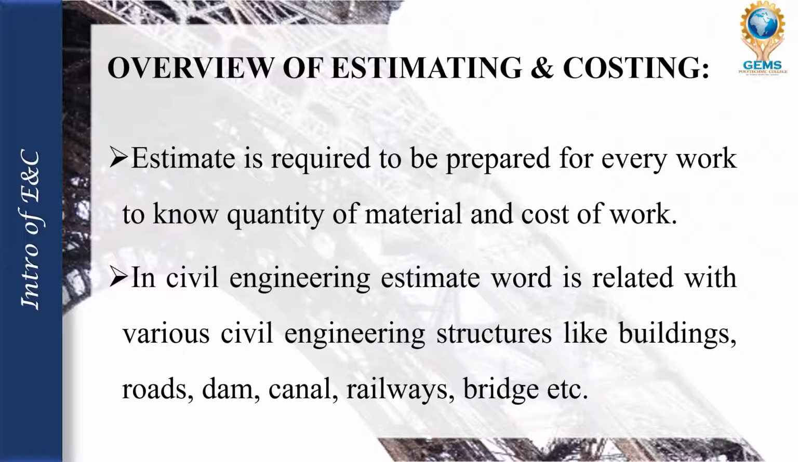And in the first unit, we have types of estimation. We have two types of estimation: approximate estimation and detailed estimation. Then the uses of approximate estimate, and methods of approximate estimate. We have 5 methods of approximate estimate. First is plinth area rate method. Second is cubical content method. Third one is service unit method. Fourth one is typical day method. Then the fifth one is approximate quantity method. So we have 5 methods of approximate estimate.